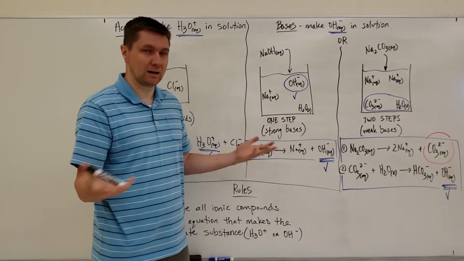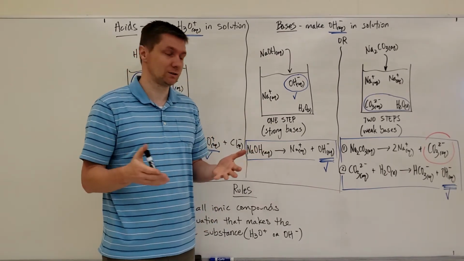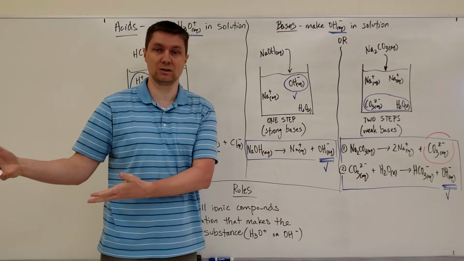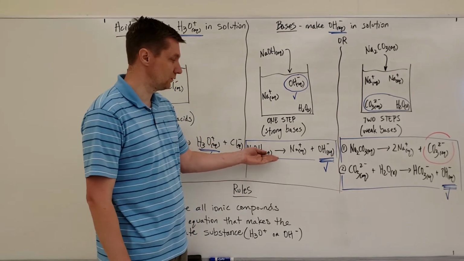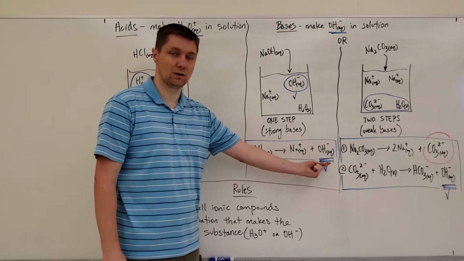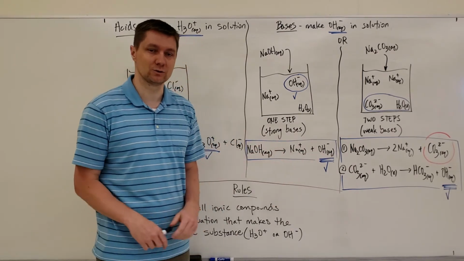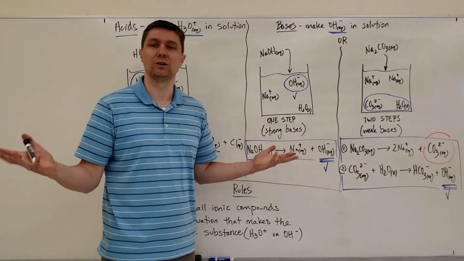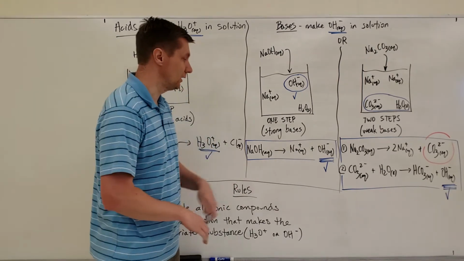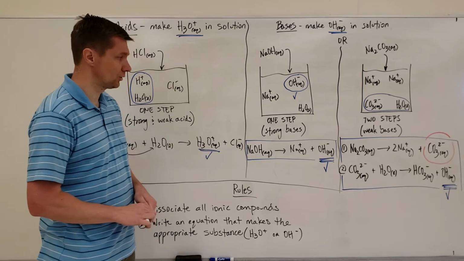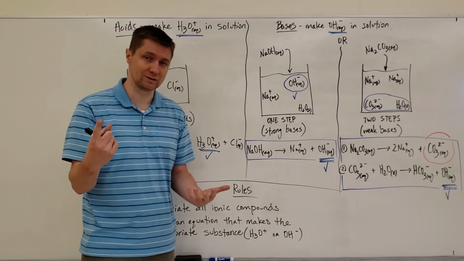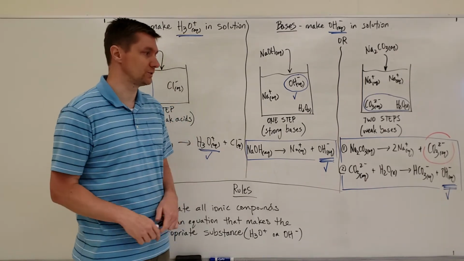And that's my guiding principle, right? Once I have a base and I have an equation that shows that it makes OH- in solution, I'm done. And so I've got NaOH aqueous turns into Na+ and OH-. We've written lots of those dissociation equations. That's it, I don't need to go any further, I'm finished. And so that's my equation for strong bases. Again, this is just one step. There's no multiple steps here.